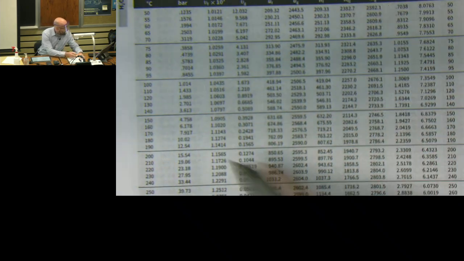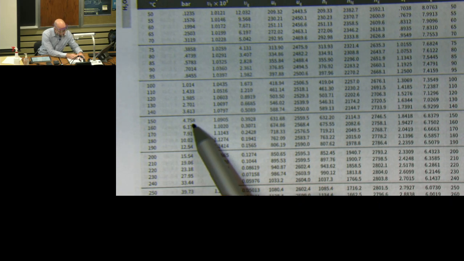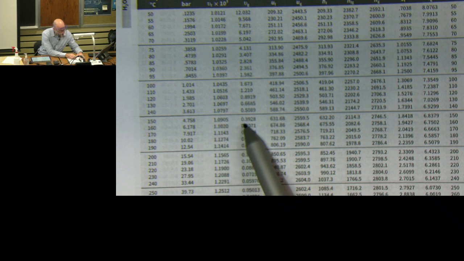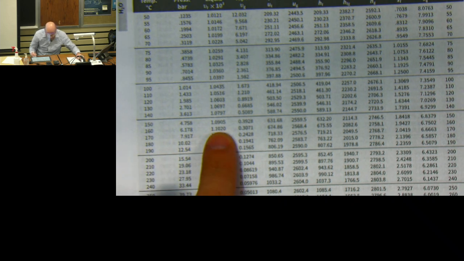And we're going to go to the temperature saturation table. It's going to be the second page of the temperature saturation table. And we're going to see 150 degrees Celsius is right here. And we can read off here what our specific volumes are: 1.0905 and 0.3928. So my specific volume of my saturated liquid is 1.0905, and my specific volume of my saturated vapor is equal to 0.3928.